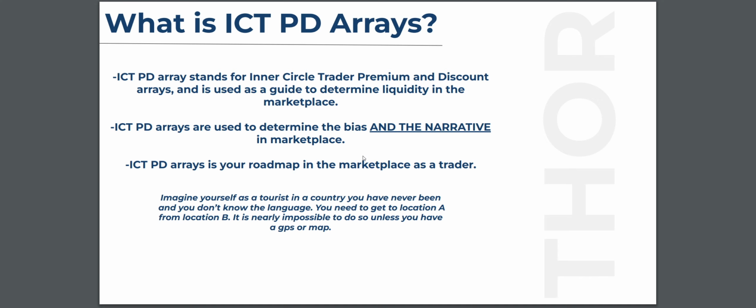ICT PD arrays are our roadmap as traders in the marketplace. You can think of this as if you were a tourist in a country that you've never been before. You don't know the language, right? You've got to get to another location. Maybe you want to grab a cup of coffee or something, but you don't know how to get there, right? Imagine you don't have access to the internet, you don't have Apple Maps and all that, right? How are you going to get there if you don't know the language?